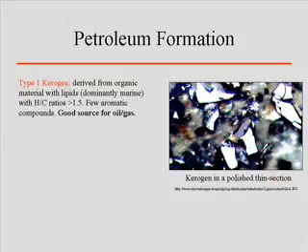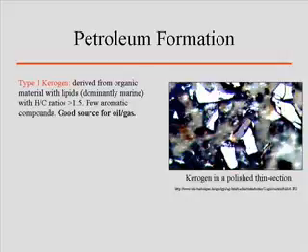Now, first of all, let's talk about those different kerogens that we were talking about before. Type 1 kerogen is derived from organic material with lipids, and we don't have to get into the biochemistry right now, but let's just assume that this stuff is dominantly marine that has hydrogen-carbon ratios greater than about 1.5. There are very few aromatic compounds associated with this particular type of kerogen. This is a very good source for oil and natural gas.